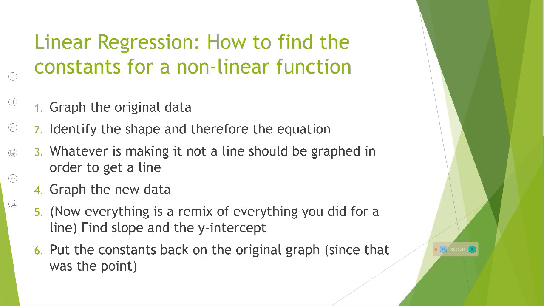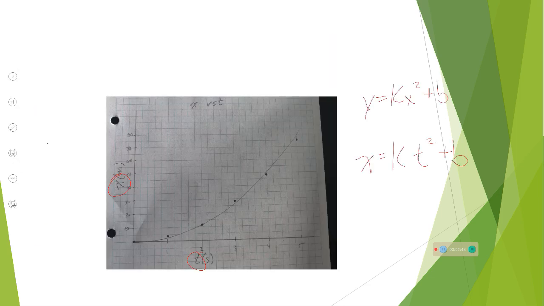What's next? Okay, number three, whatever is making it a line should be graphed in order to get it to be a line. If you look at this equation right here, which you should have available, you can see that if I graph x versus t, it will always make a parabola, as it should. Or another way to put that is that my x is growing way faster than my t. X has actually had its variables squared already. They're increasing in a squared value, so it should be that. So what should I graph instead? Well, x versus t is squared, so it's going to make that happen.